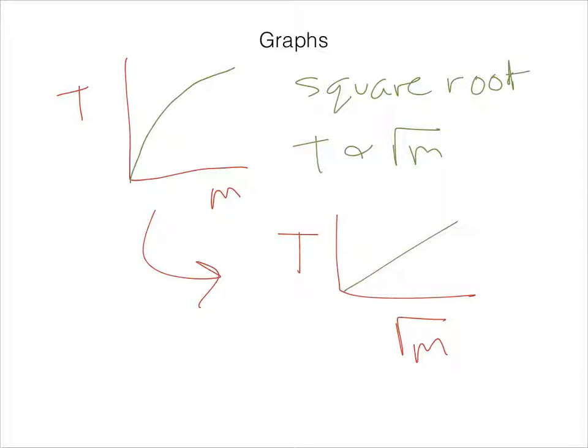And the units then of our slope would work out to be seconds divided by square root of kilograms. That's not a terribly meaningful unit to us really, but that's just what the units come out to be with our graph.